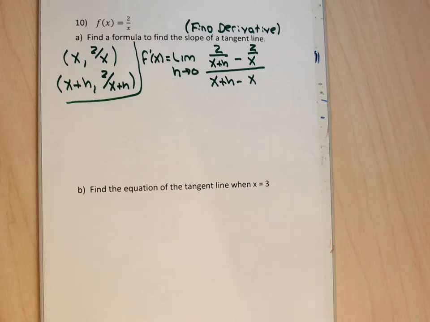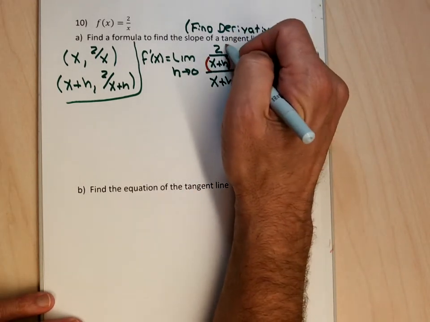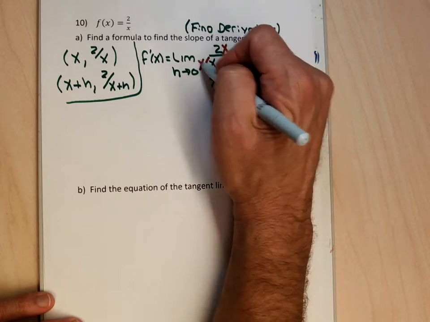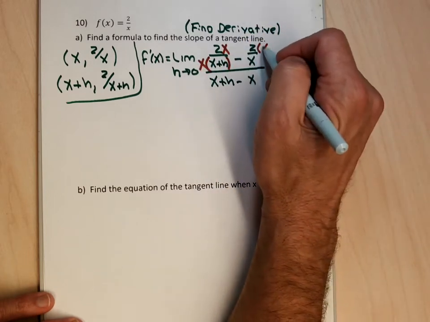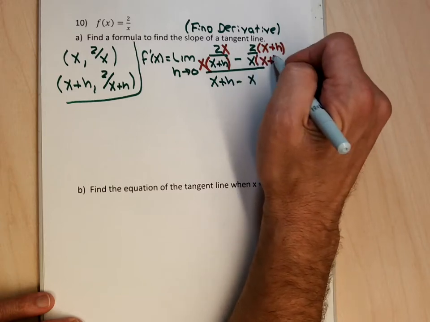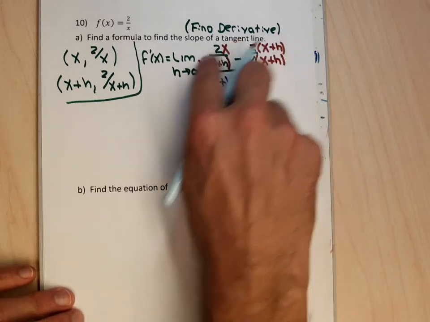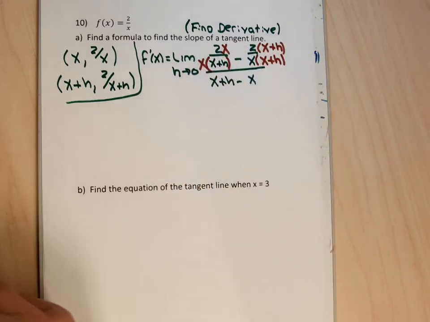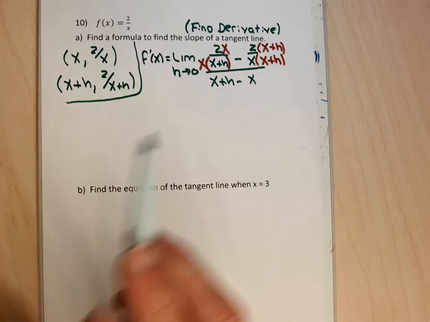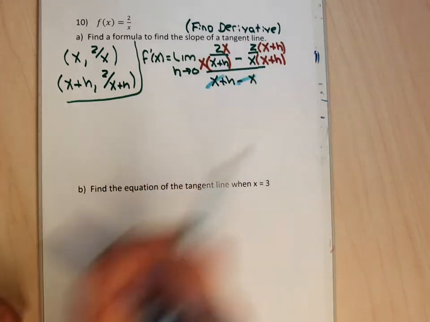In the numerator, I need to get a common denominator. I'm going to multiply the left fraction by x over x. And I'm going to multiply the right fraction by x plus h over x plus h. I kind of did a fancy multiplying with this fraction just to make the denominators look more alike. In the denominator, the x's are going to cancel.